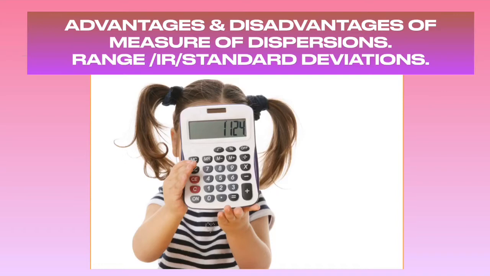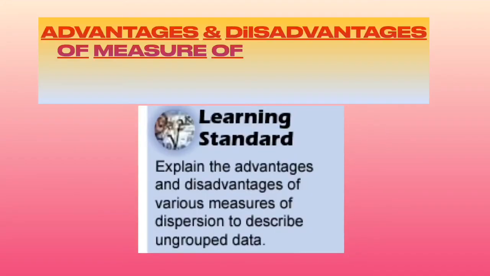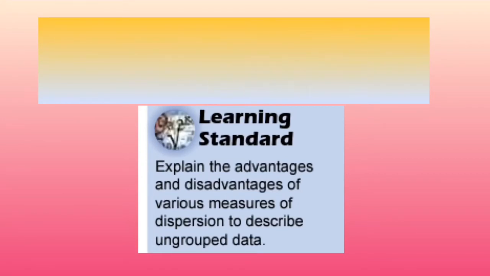Today we'll learn the advantages and disadvantages of measures of dispersion. The measures of dispersion that you have learned are range, IQR (interquartile range), and standard deviation. Today our learning standard is to explain the advantages and disadvantages of various measures of dispersion to describe ungrouped data.